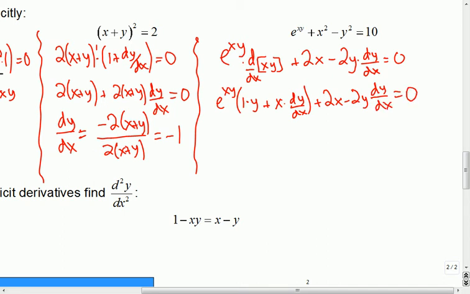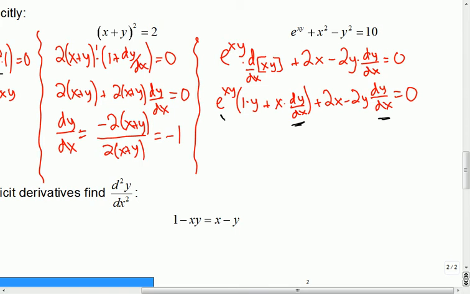So this would be, if you got this far with it, that would be fantastic. It means the only thing that you could have made a mistake on from this point on would be your algebra. Okay? So what I'm going to do now is, as I said, try to take all the dy dx pieces here and keep them on one side.